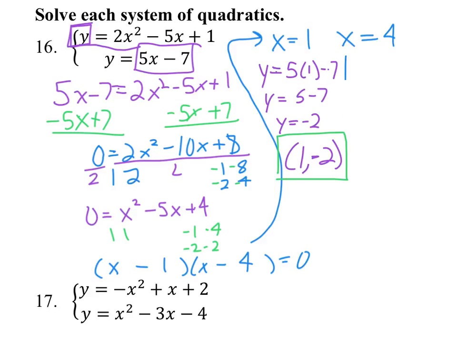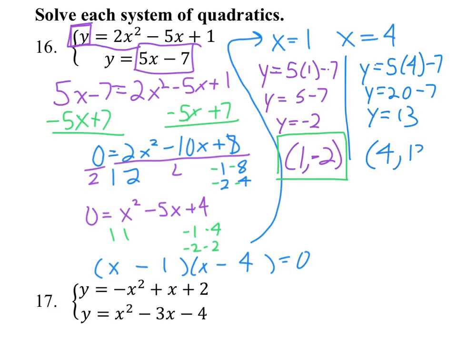Alright, the 4 would be the same kind of thing. 5 times a 4 minus a 7. So 20 minus 7, so we get 13. So that ordered pair would be 4, 13.